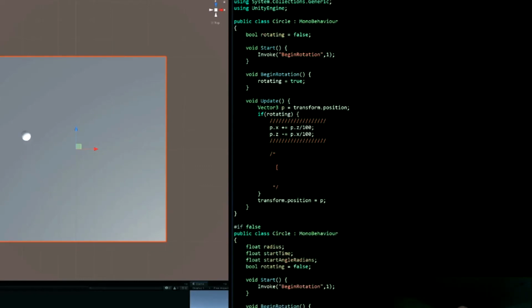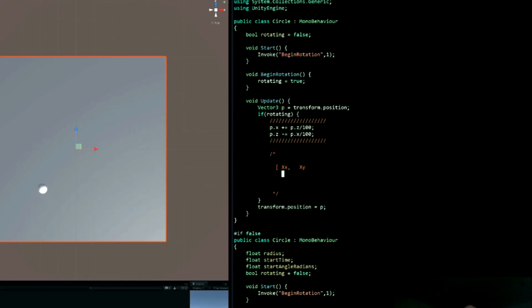You see, if you want to rotate a vector in 2D, this is a little bit of linear algebra here. To rotate a vector, you need to define your rotation using two vectors. So you could have xx, xy, and then yx and yy.